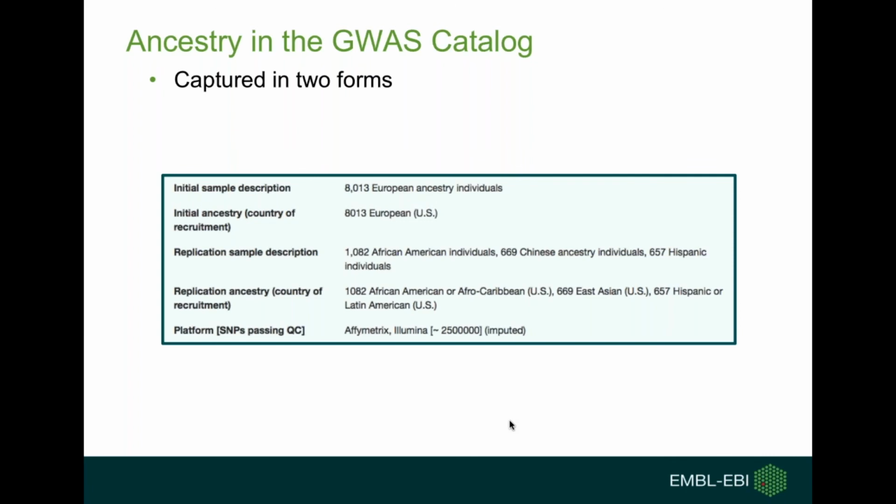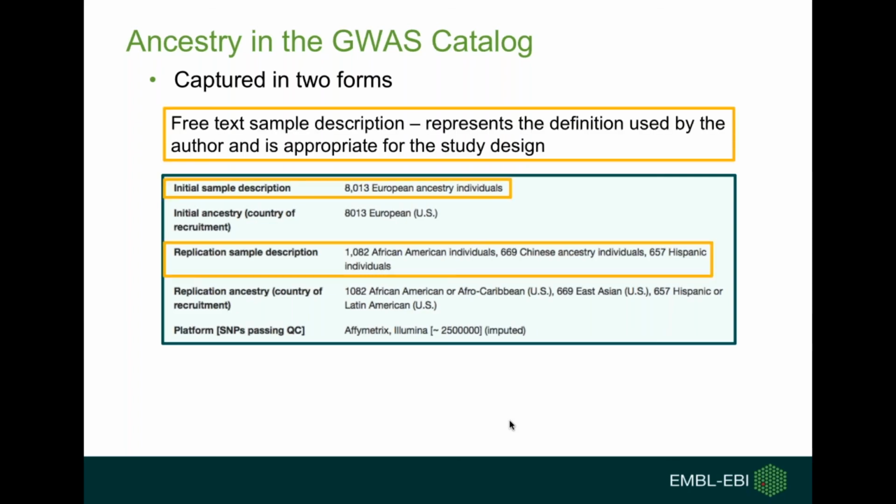How do we capture ancestry in the catalog? Well, we do so in two forms. We have a free text description, which is basically a text using the information provided by the author about the participants. And this is here highlighted in this yellowy orange color, where in this case, the initial stage, we've described them as 8,000 European ancestry individuals. And that's based on information provided by the author.